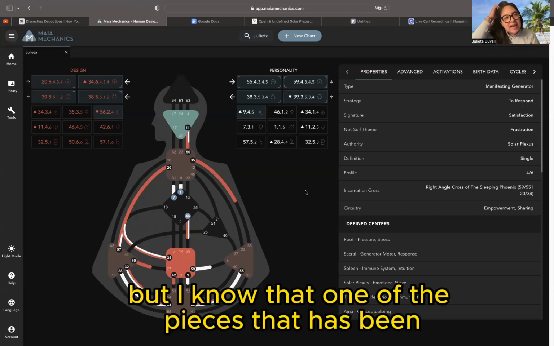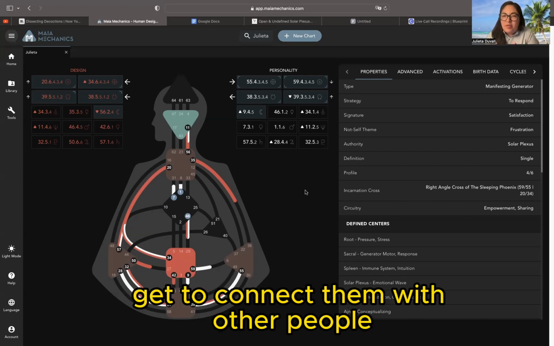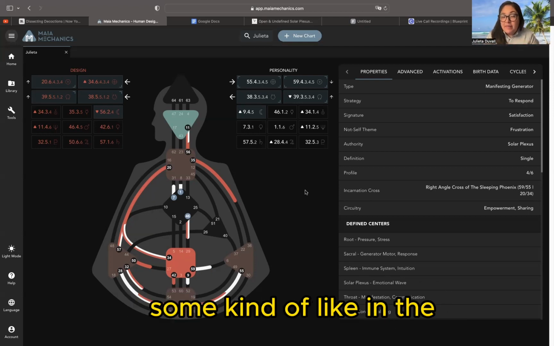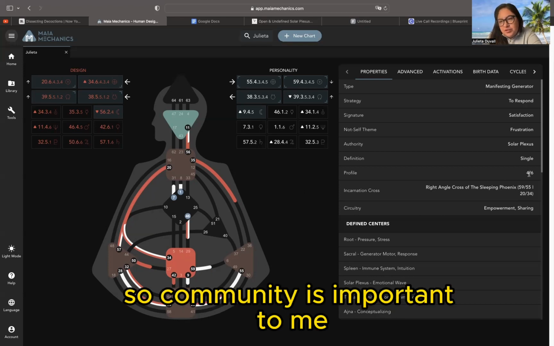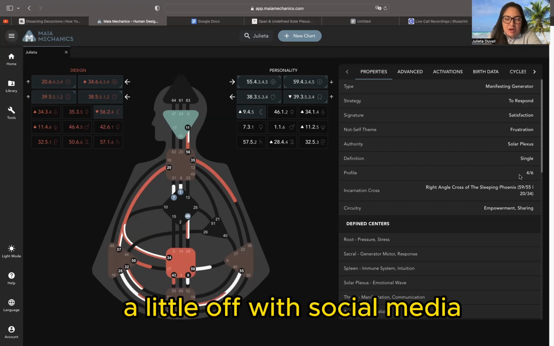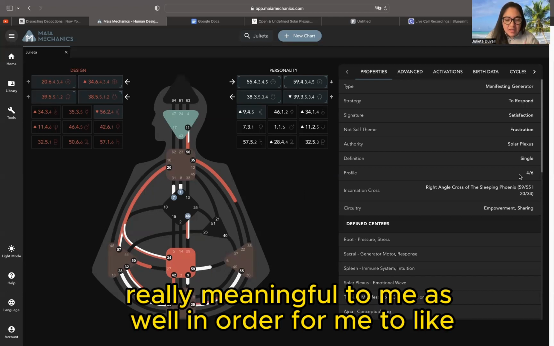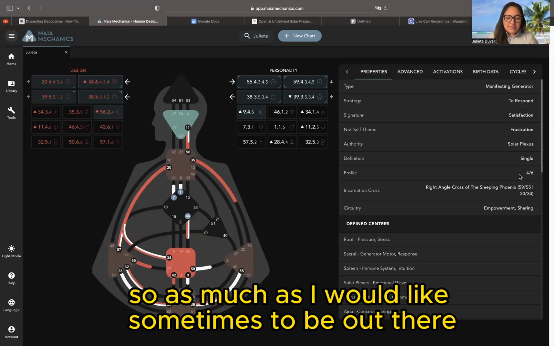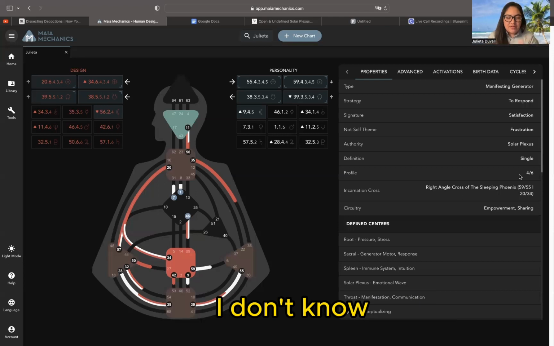But one of the pieces that has been a really interesting part is that I get to connect them with other people that they could either help, or someone else could help them in different ways. So I'm kind of the middleman almost, but with a purpose, right? So that's the 4. Community is important to me, and I think that's why I have felt a little off with social media, just randomly putting stuff out. It has to be really meaningful to me in order for me to use my energy to put it out on social media. So as much as I would like sometimes to be out there, it just feels like you're sending out stuff into this big space.